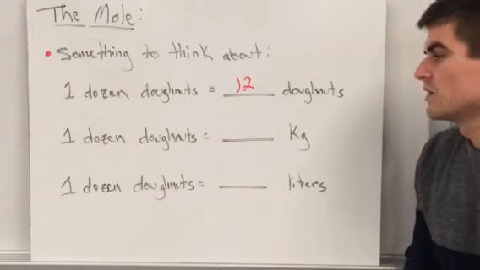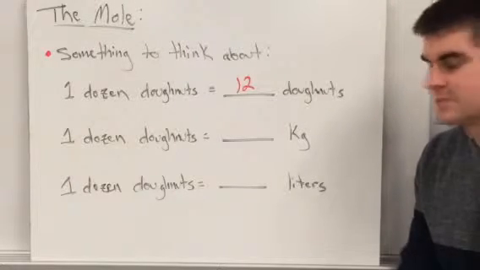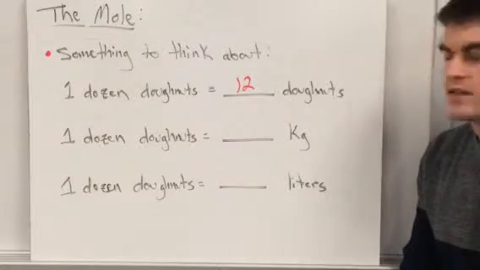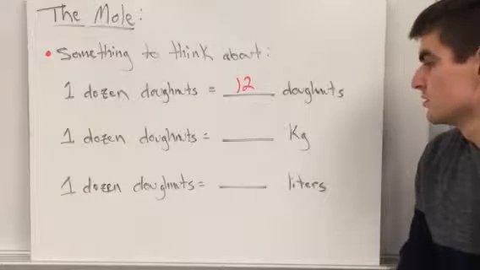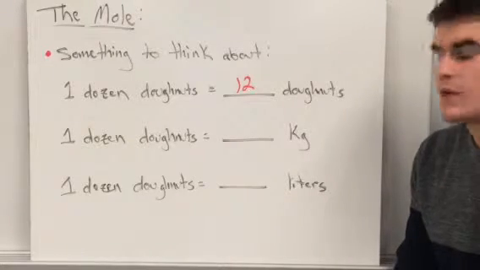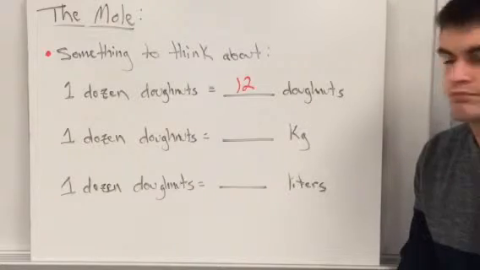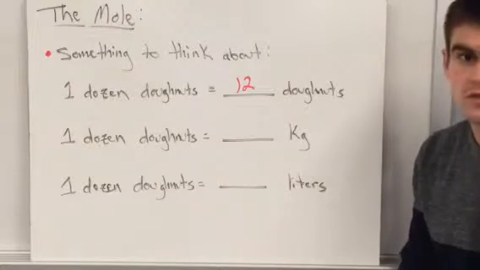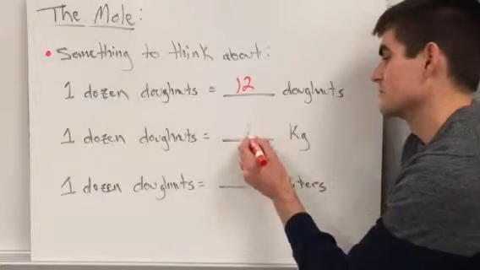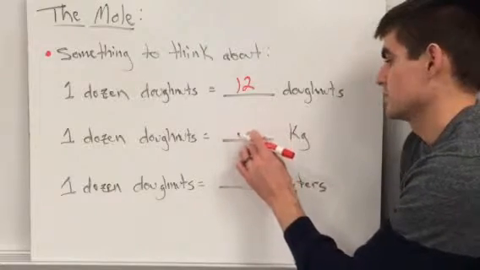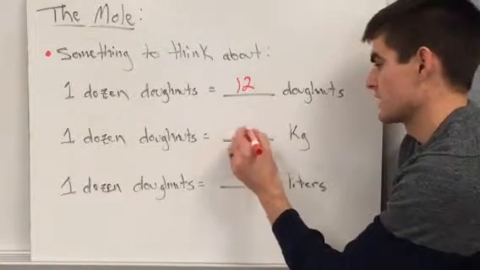If I asked you, how much does 1 dozen donuts weigh? You could probably give me a pound. Let's say they weigh 1 pound. So that's a half a kilogram.